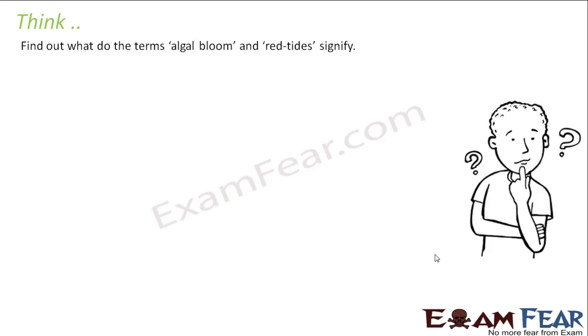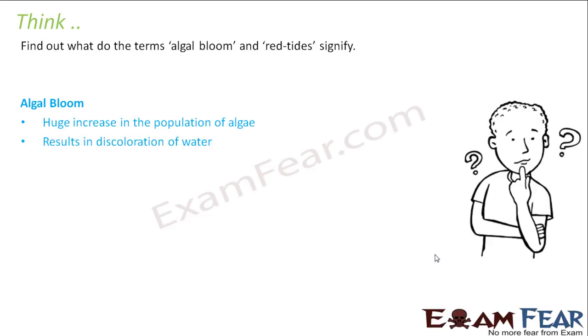Find out, what do the terms algal bloom and red tides signify? As I mentioned before also, algal bloom is nothing but an increase in the population of algae. So it is a huge increase in the population of algae. So suddenly if the population of algae increases too much, we say it is algal bloom. It results in discoloration of water. Now if algal bloom happens for a green algae, the water turns green in color. If algal bloom happens for a blue algae, the water turns blue in color. So it can cause discoloration of water.